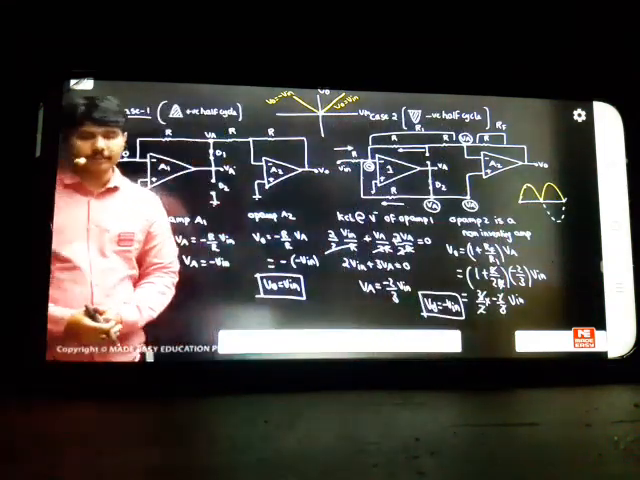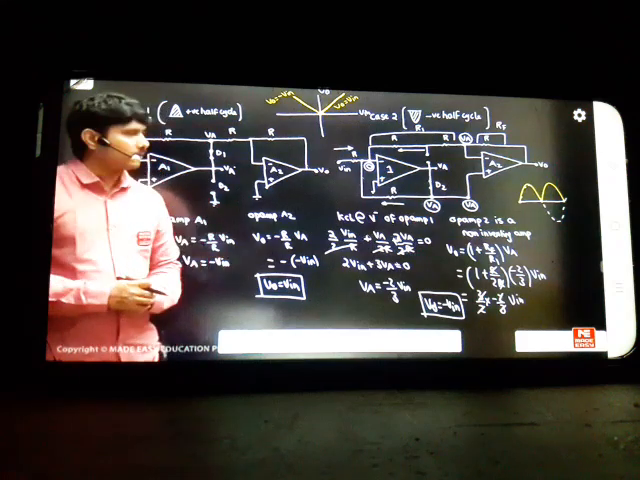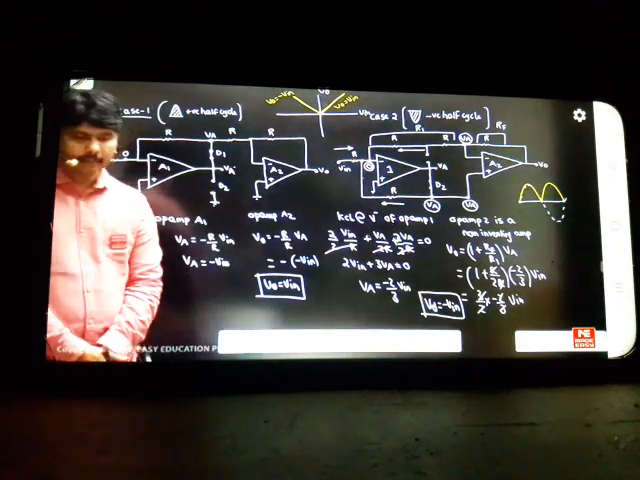My output is coming in this manner. Positive is coming as positive, but negative is also coming as positive. So this situation, we call it full wave rectifier analysis. This is more than enough for this area.